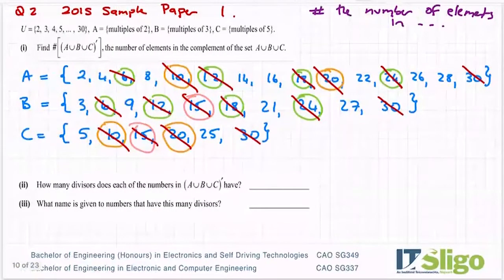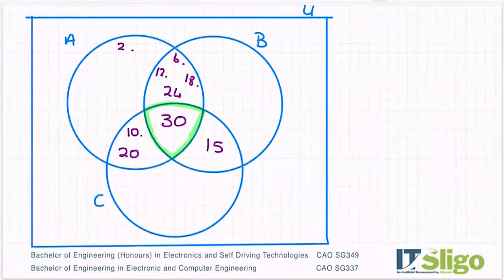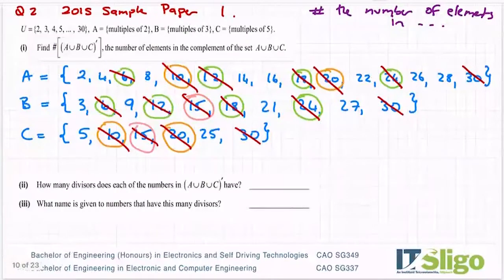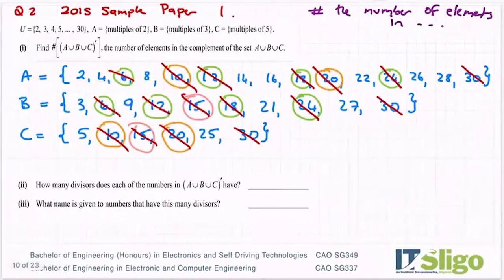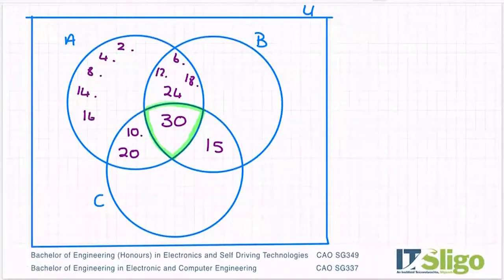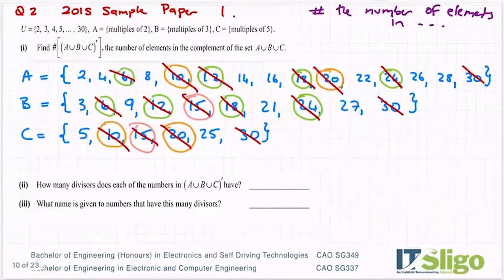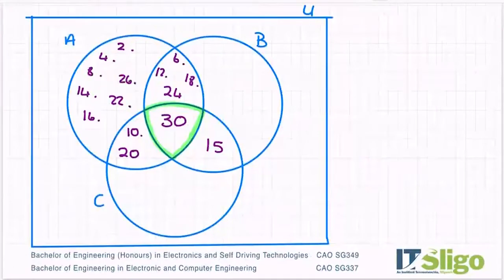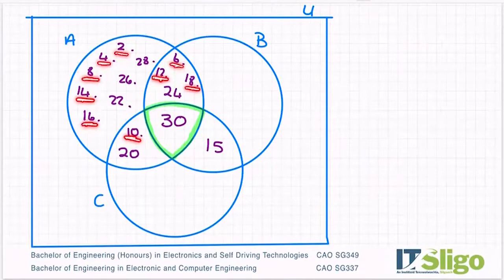So what numbers are there? 2, 4, 8, 10 and 12 is gone, 14, 16, 22, 26, 28. And I often do a check to make sure I have them all. 2, 4, 6, 8, 10, 12, 14, 16, 18, 20, 22, 24, 26, 28, 30. So that is the set A complete.